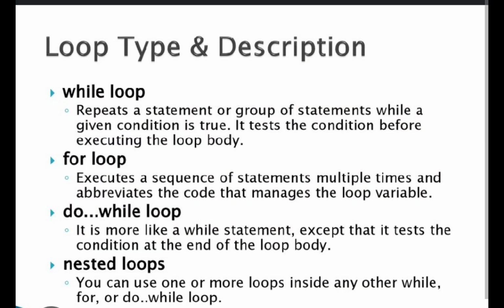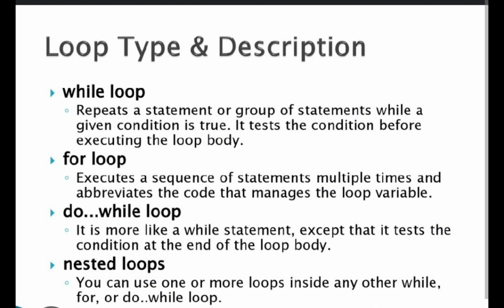So we have 4 different types of loop. We have the while loop that repeats a statement or group of statements while a given condition is true. It tests the condition before executing the loop body. The for loop executes a sequence of statements multiple times and abbreviates the code that manages the loop.